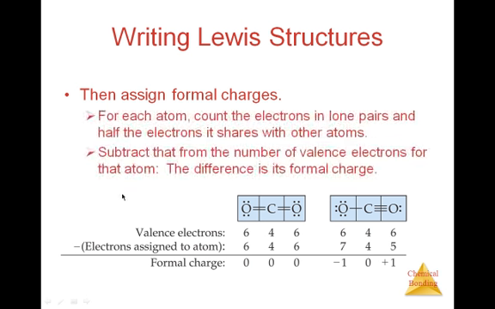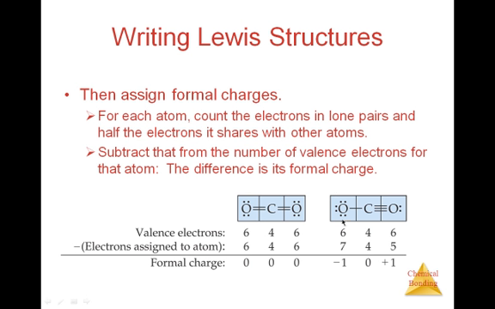Formal charges allow you to predict what structure is best. For each atom, count the electrons in lone pairs and halve the electrons it shares with other atoms. I like to do it this way. To figure out the formal charge on this oxygen I'm circling, I just count out 2, 4, and then half each of these 6. So 1 and 2. So 2, 4, 5, 6. So it has 6 valence electrons, and 6 that I just counted around it. So its formal charge is 0.